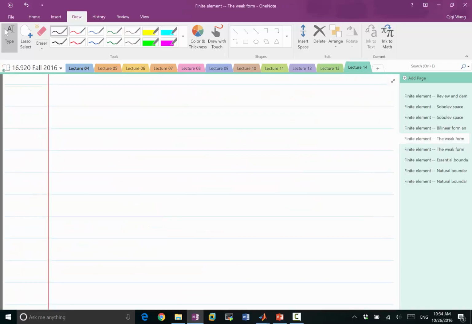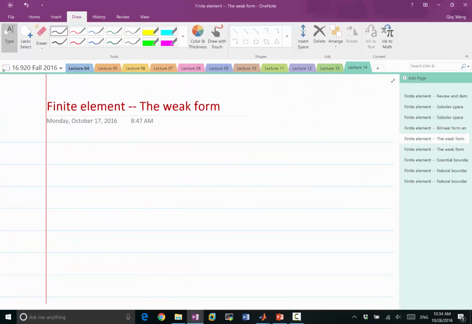So the weak form, in general, we only did the weak form for Poisson's equation, but there are also weak forms for many other equations. So in general, the weak form contains two elements. One element is what's called the bilinear form. We write it as A of U and V.